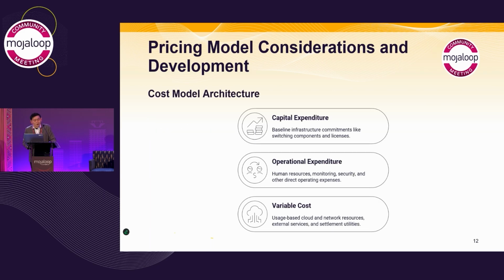Once we know our expected volume, we can build a cost model. Until the previous slide, we estimated the transaction volume. Then we need to consider the cost. We can build the cost model. We break it down into 3 categories. The first one is capital expenditure. We call it CapEx. These are big upfront investments, for example, the core switch component, software license, and initial hardware setup. They are heavy investments. Second is the operational expenditure.